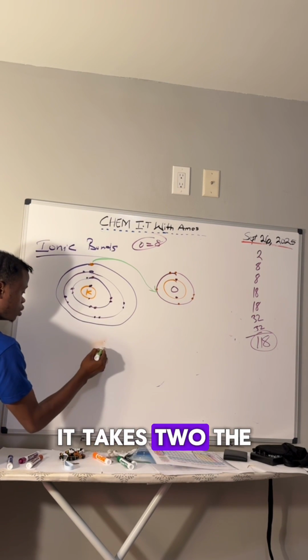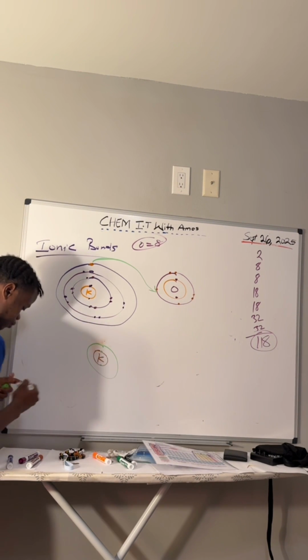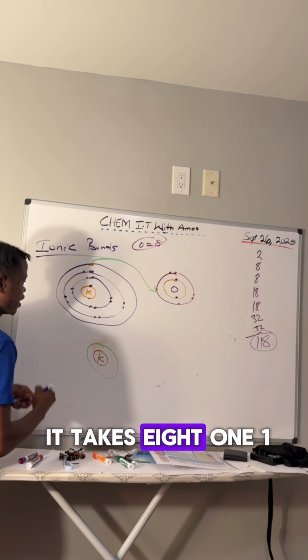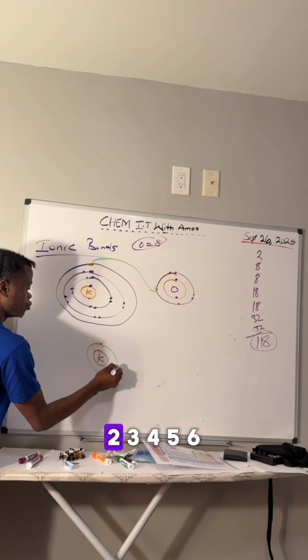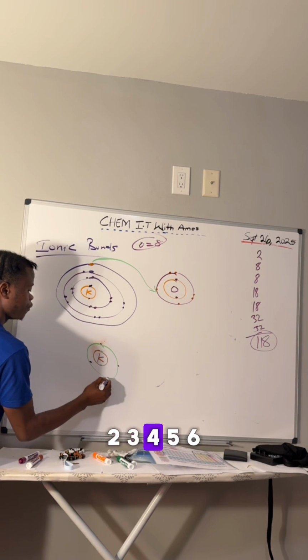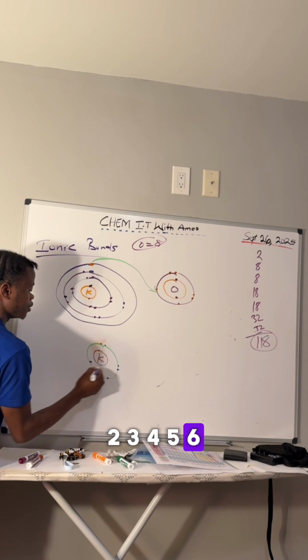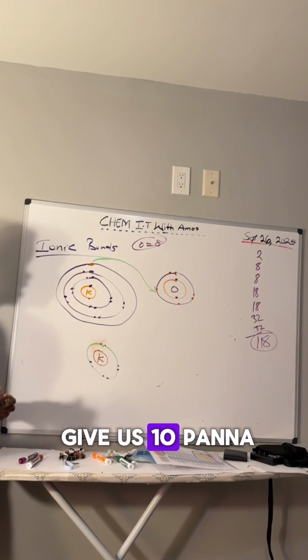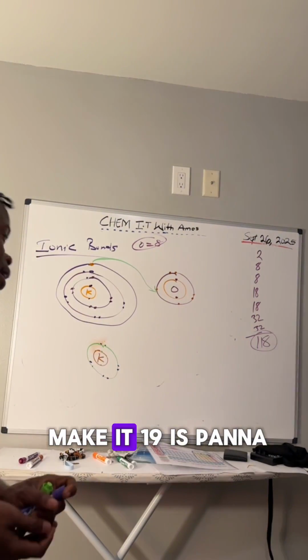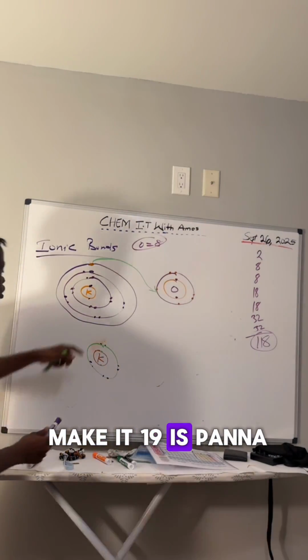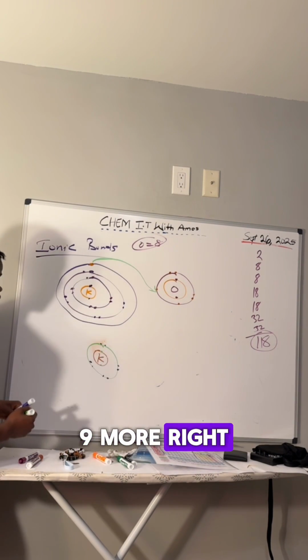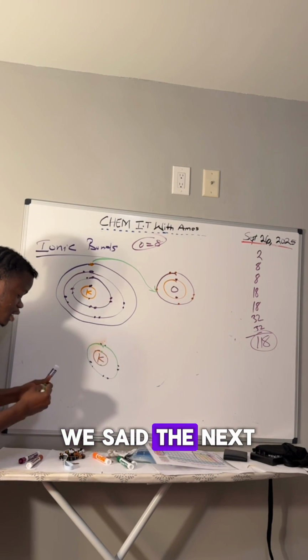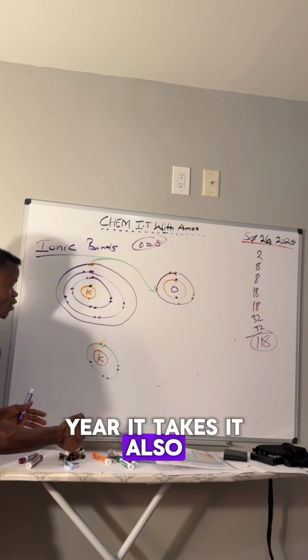It takes 2. The next one takes 8: 1, 2, 3, 4, 5, 6, 7, 8. So 2 plus 8 gives us 10. How many more to make it 19? It's 9 more, right? So the next shell, we said, takes 8 also.